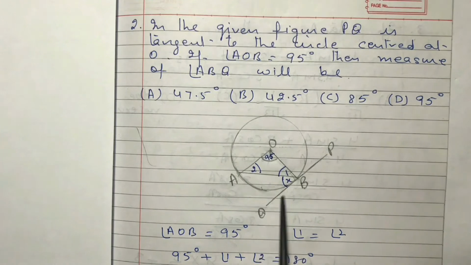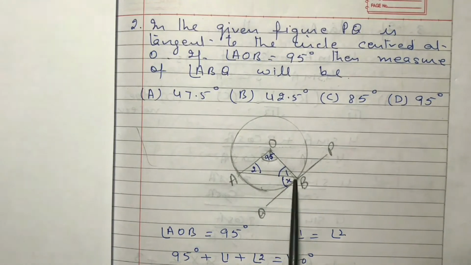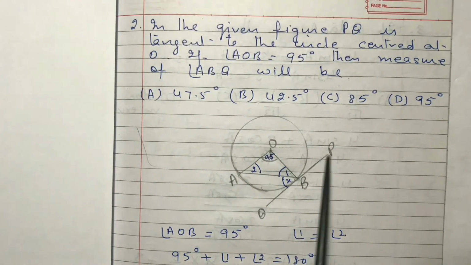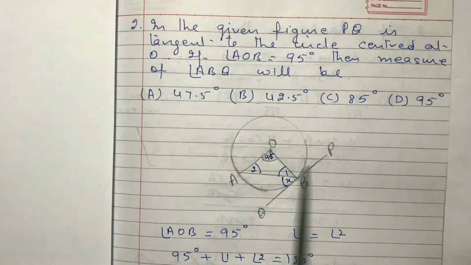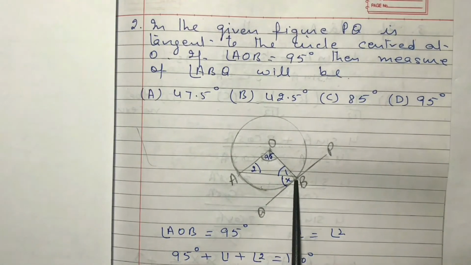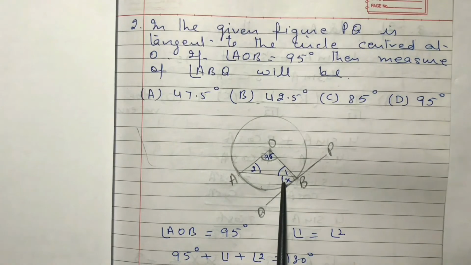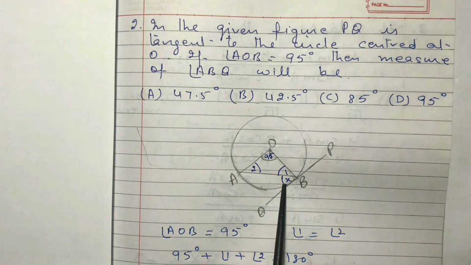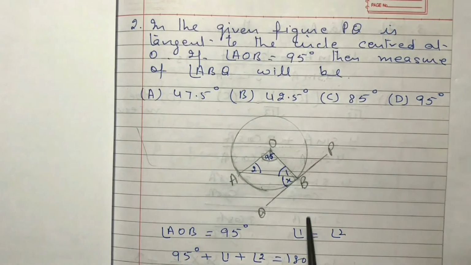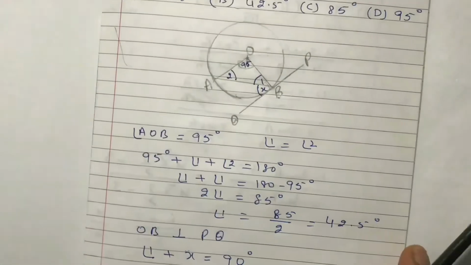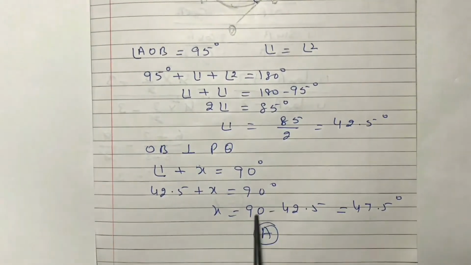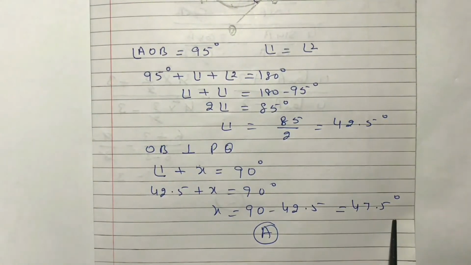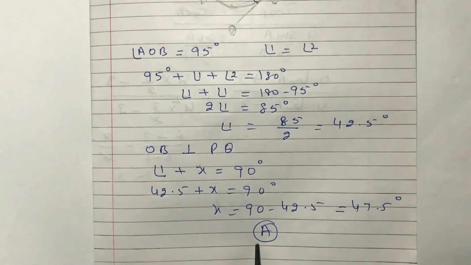Now OB is perpendicular to PQ. Why is this perpendicular? Because the radius is perpendicular to the tangent at the point of contact. It means 1 plus x is 90 degrees. If angle 1 is 42.5 degrees, then x is equal to 47.5 degrees. So this is what I have written here. You can check it, and its answer is 47.5 degrees. It means A is the option.